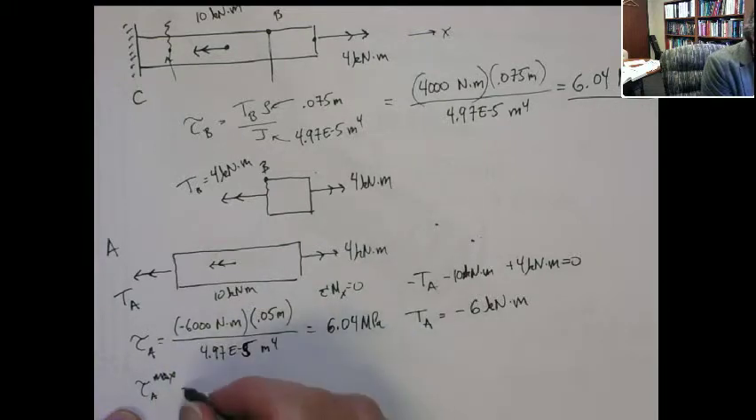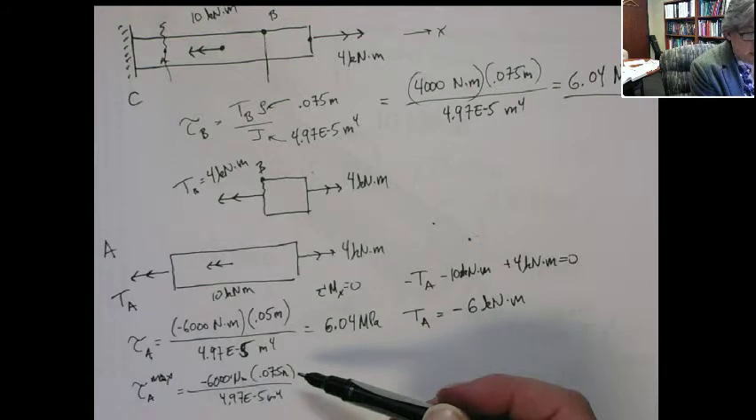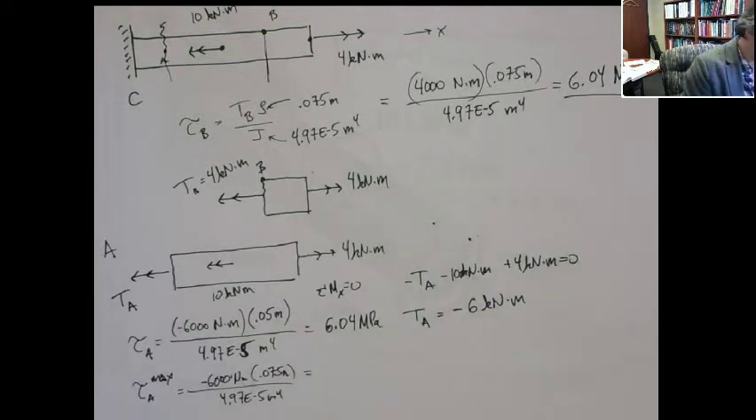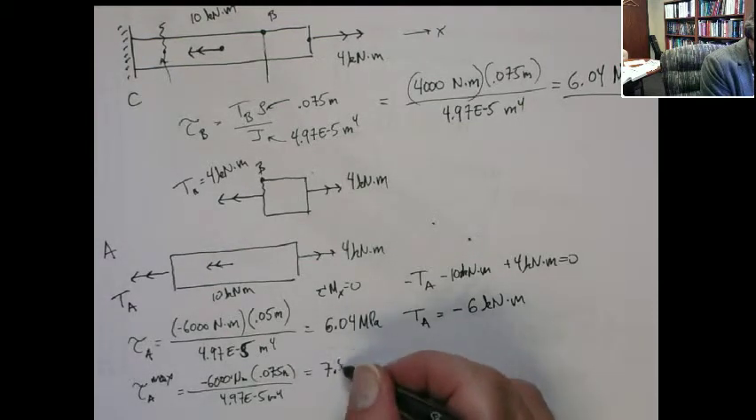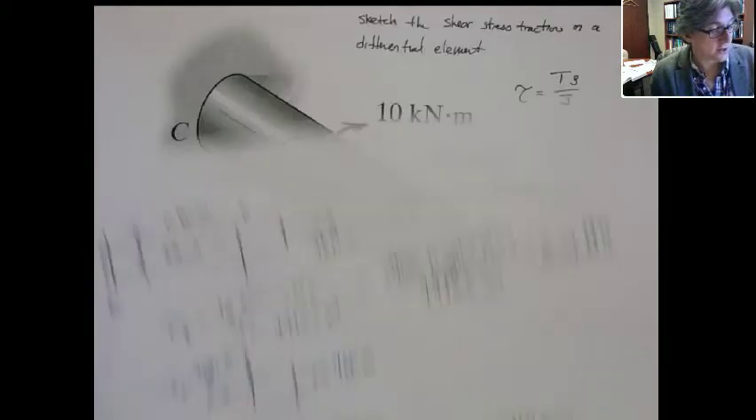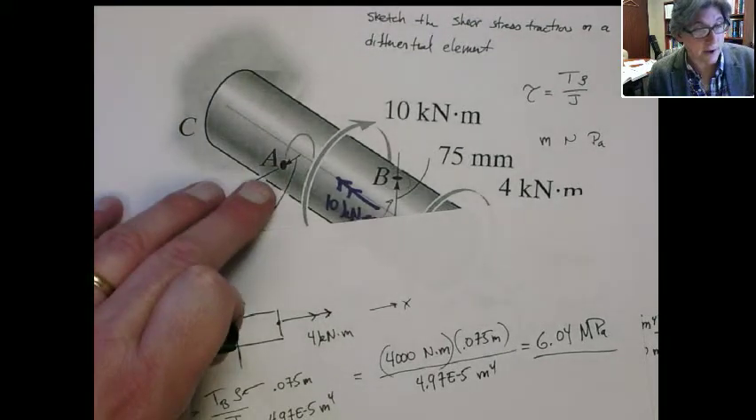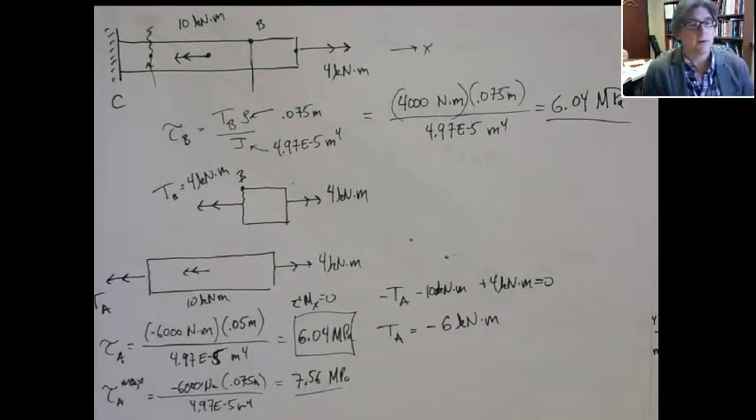really at the outer radius, would be the minus 6,000 newton meters times the 0.075 meters over 4.97 e to the minus 5 meters to the fourth, or actually another 25% on top of this. 7.56. That would be the shear stress at the same cross section as A, but at the outer radius. Okay? All right. So now let's visualize it. But actually, the problem really is asking. That's the answer.